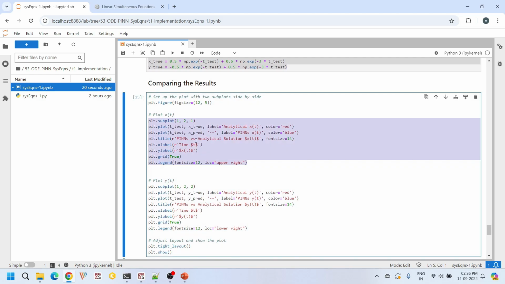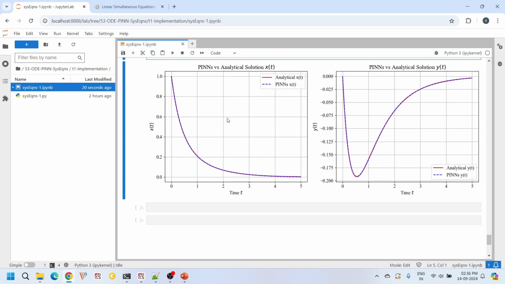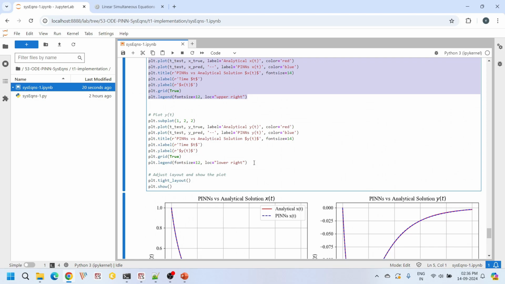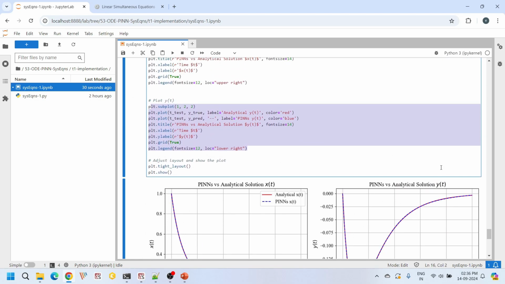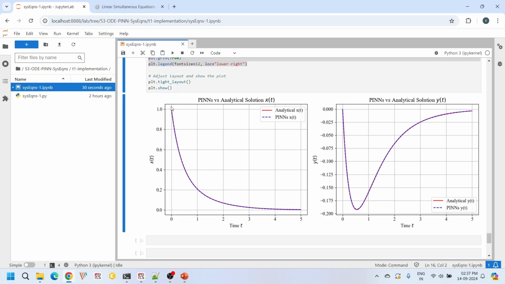This particular piece of code will give us this plot, and this particular piece of code gives us this plot. So what exactly are these plots? This plot compares the analytical solution x of t with the solution obtained from the neural network. Here I have chosen red color for the analytical solution and blue color for the PINN solution. If you look here, our solution is exactly matching the PINN solution.